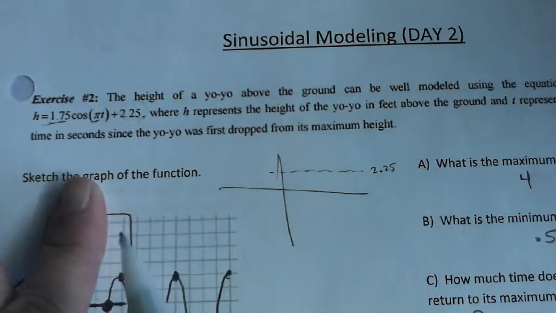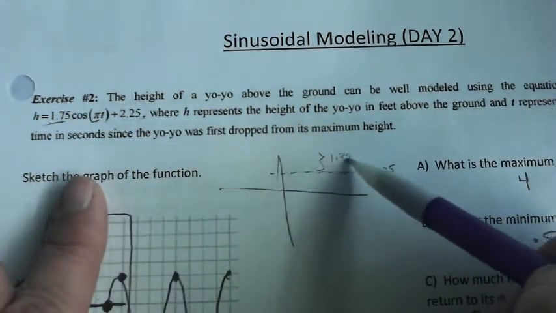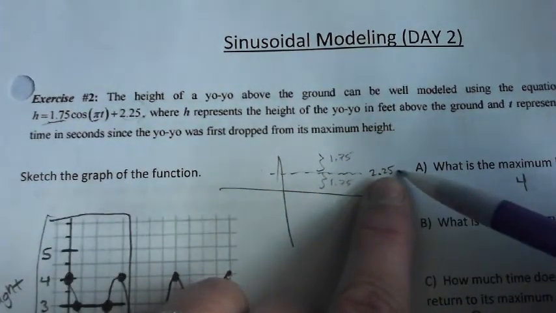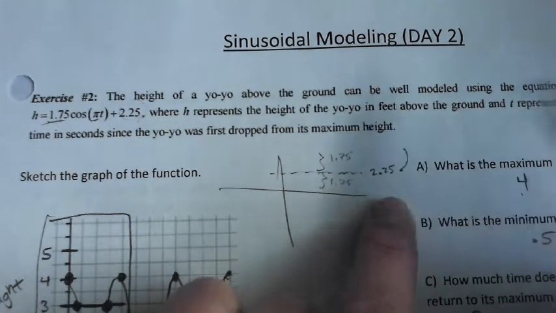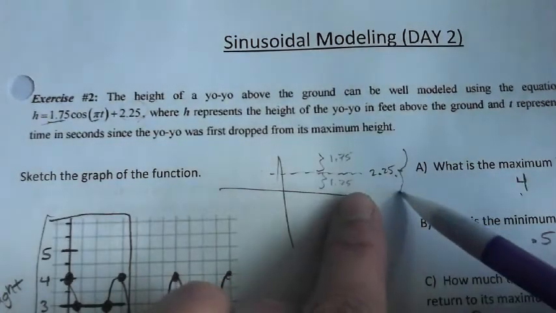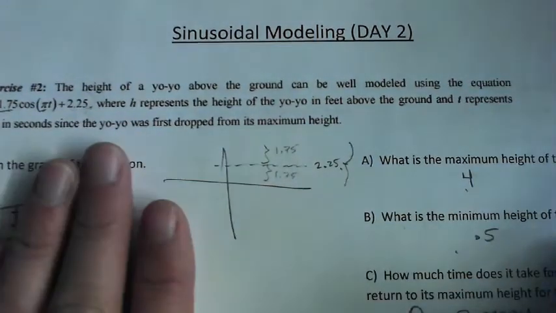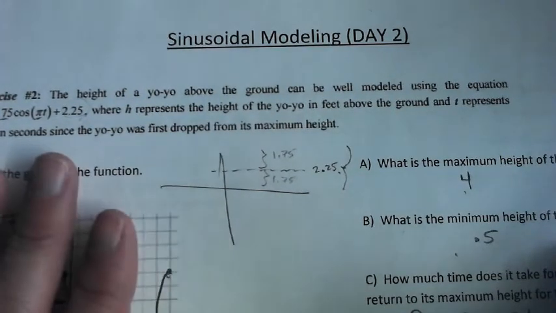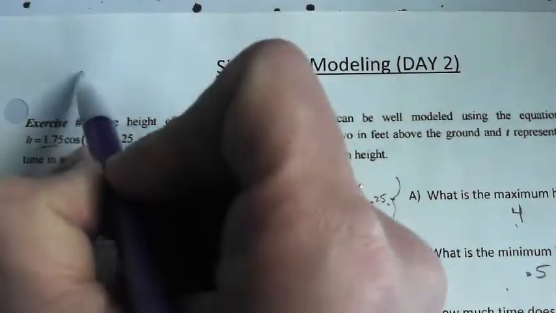So what's the amplitude? 1.75. So the graph, no matter where it starts and ends, is going to go 1.75 units above and 1.75 units below. So if you take your 2.25 midline and add on the 1.75, it's going to give you 4. If you take your midline and you subtract the amplitude, it's going to get you to your minimum. So you should absolutely be able to do these problems without plotting the graph. Okay?